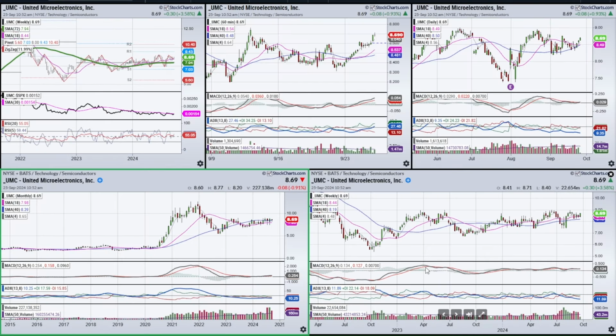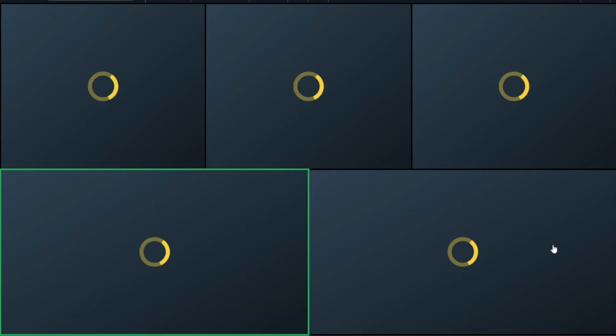Look at this UMC, United Microelectronics, another semiconductor stock. Look at the monthly holding this big support area. We need $9 to be taken out. That's how I would look at this. We don't have any momentum strength, we don't have any ADX strength here. So that means we want to sit back and wait for this $9 number to be taken over. If we do that, I think this could get going. It would look pretty attractive.